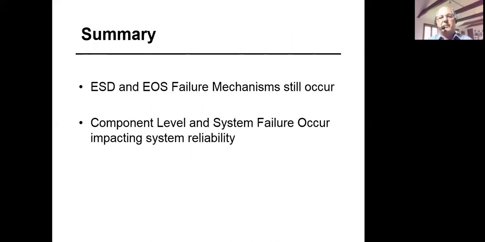So in summary, ESD and EOS failure mechanisms still occur in circuits as technology scales. There are system-level failures, component-level failures, and circuit failures. All these things impact reliability, and it is a common problem today and will continue to be in the future.